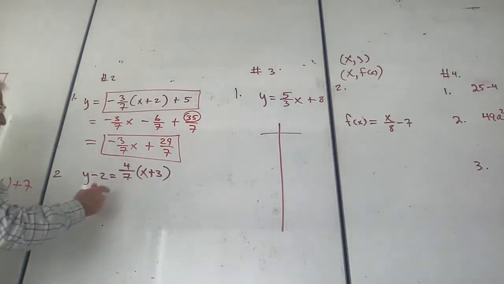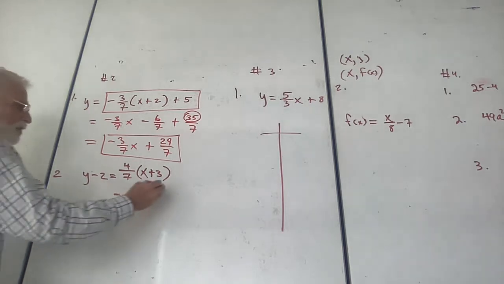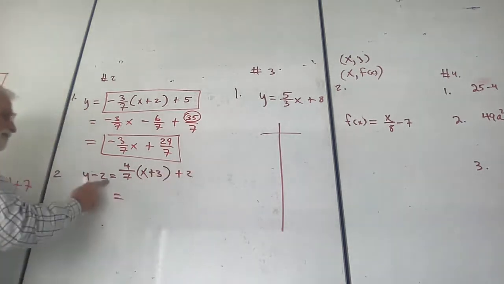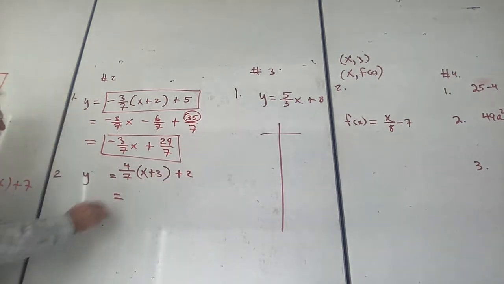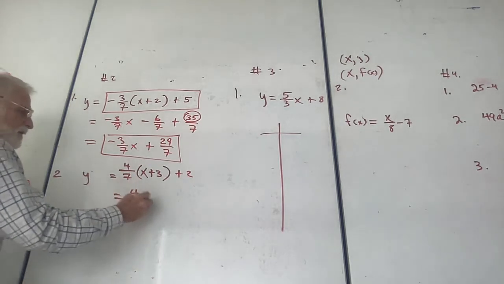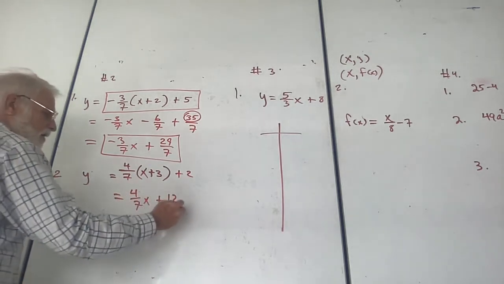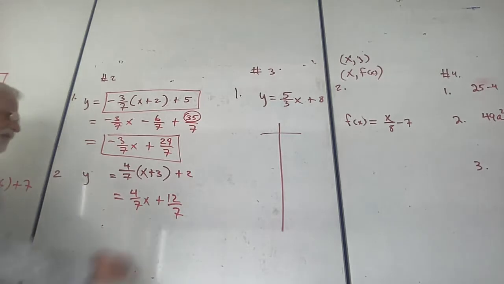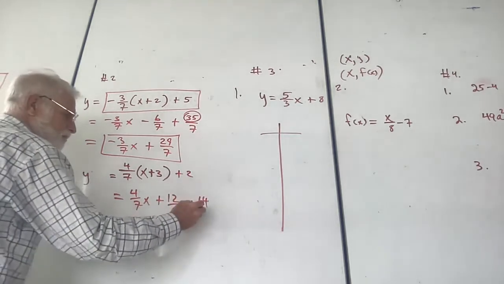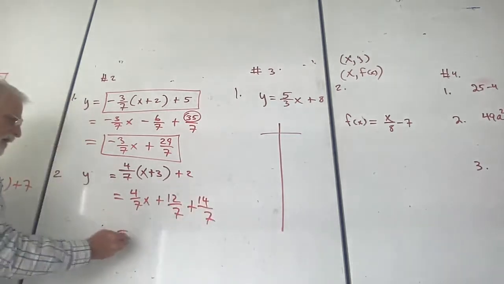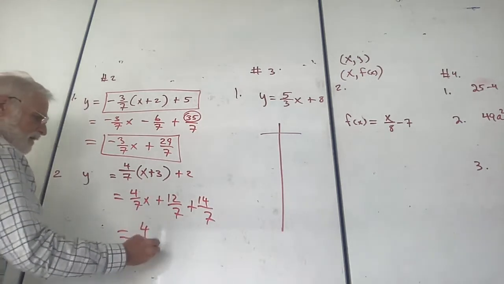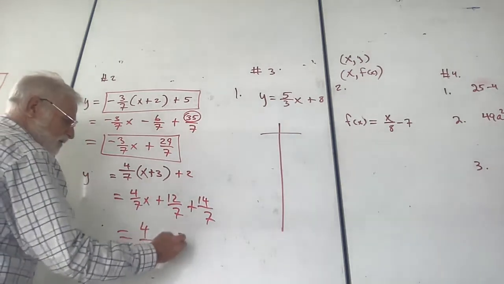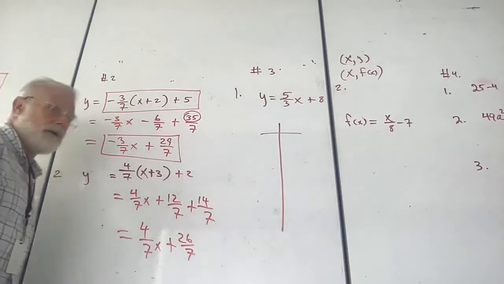All right, so -2, you might want to put the 2 on this side as a first step. That saves me some writing. So that gives us 4/7 x plus 12/7. 2 is how many sevenths? It's 14/7. So final answer, 4/7 x plus 26/7. Moving right along.